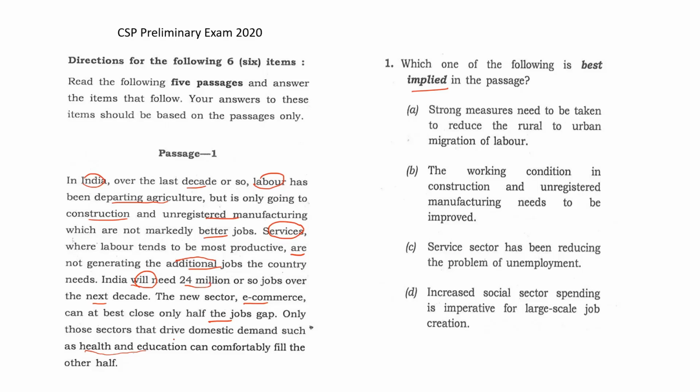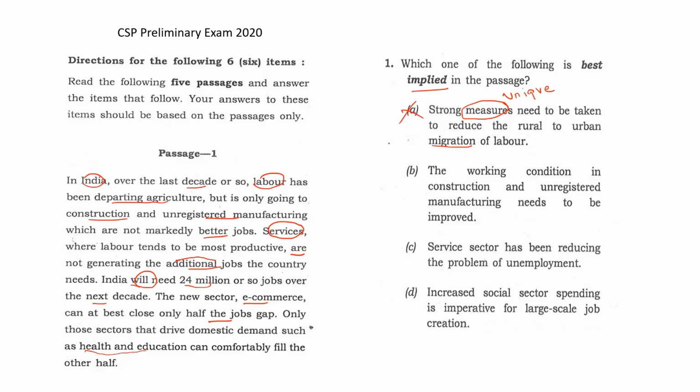Option A: strong measures need to be taken to reduce the rural to urban migration of labor. Oh, migration of labor is there. Departure, they are departing, right? But I don't see any suggestion that we need to take some measures. So this unique keyword, take strong measures, is not supported by my passage. There is no information about taking strong measures.